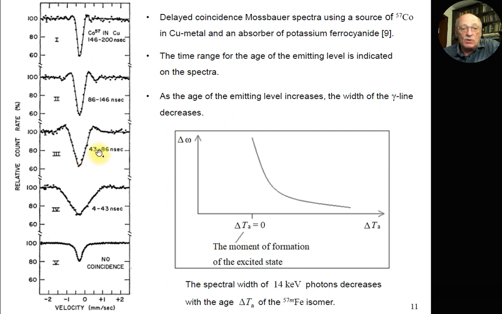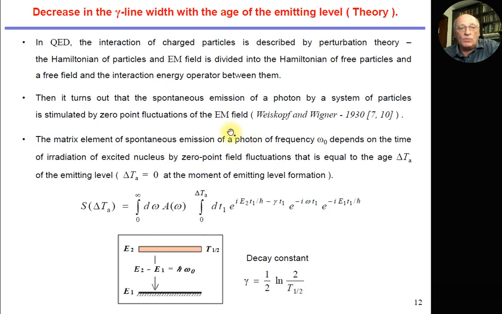The time range for the age of the emitting level is indicated on the spectrum, and as the age of the emitting level increases, the width of the gamma line decreases. It is also seen from this figure. This result corresponds to conclusions of quantum electrodynamics when the interaction of charged particles is described by perturbation theory.